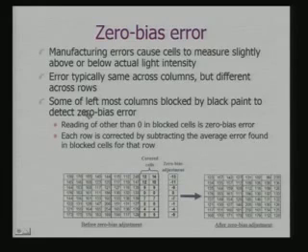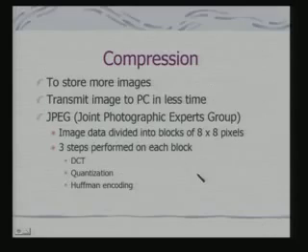So some of the leftmost columns are blocked by black paint to detect zero bias error, and a reading other than 0 in the blocked cells is the zero bias, which is subtracted. Here I have done an averaging, and I have got this value, which has to be subtracted to get the corrected pixel values. Obviously, this involves computation. So zero bias error adjustment is a computational node in the task graph.